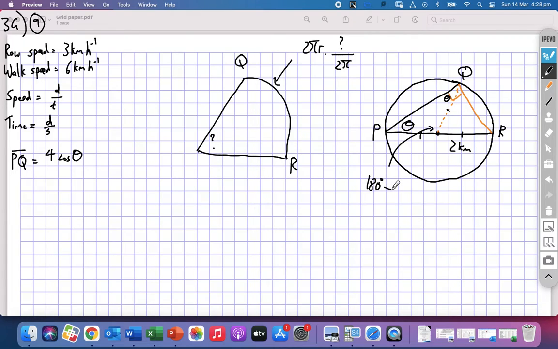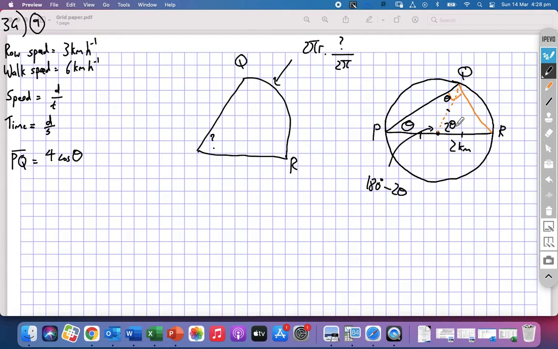I think in degrees when it comes to geometry, so I'm just going to write degrees instead of 2 pi, minus 2 theta. And therefore this angle here is 2 theta. Now again, if you know your circle geometry, you'll know that the angle at the center is always double the angle at the edge of the circle, as long as you're subtended by the same arc.